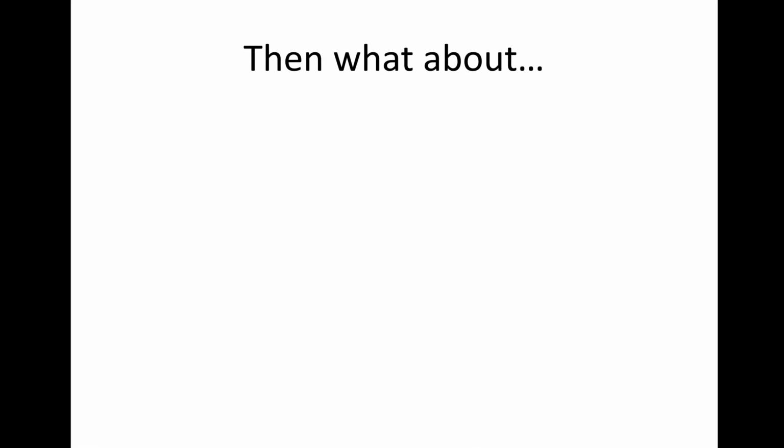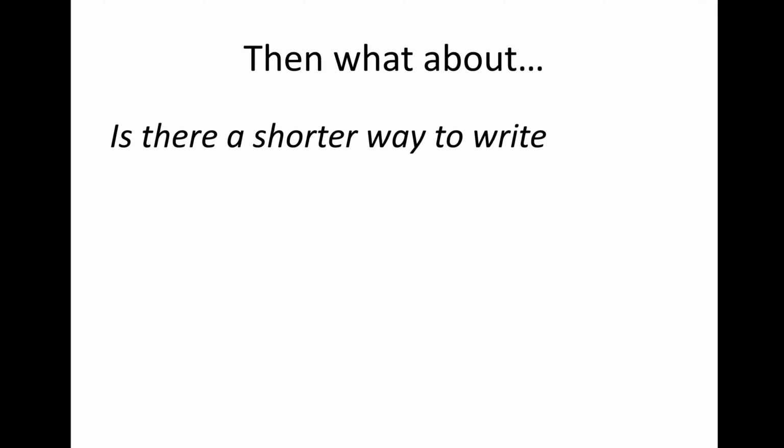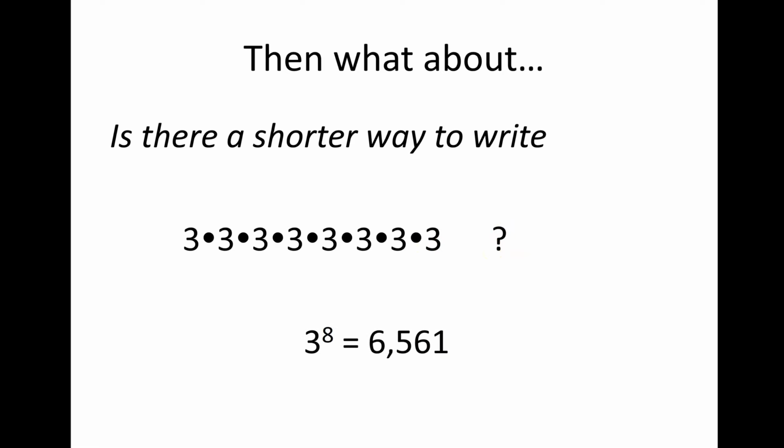Okay, so then let's think about what repeated multiplication could be written as, right? If I want to multiply the same number over and over again. So this is again 1, 2, 3, 4, 5, 6, 7, 8 threes. This time these 8 threes are being multiplied together versus added. So is there a shorter way to write that? And the answer is yes, right?